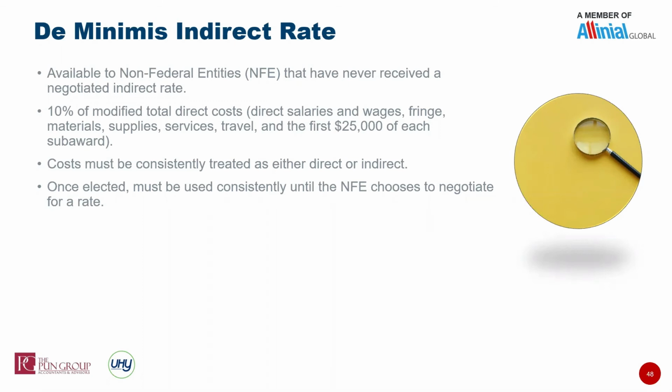And then once elected, if you've elected the de minimis indirect rate, it must be used consistently until you choose to negotiate for a rate. And then at that point, you cannot use the de minimis rate in the future.